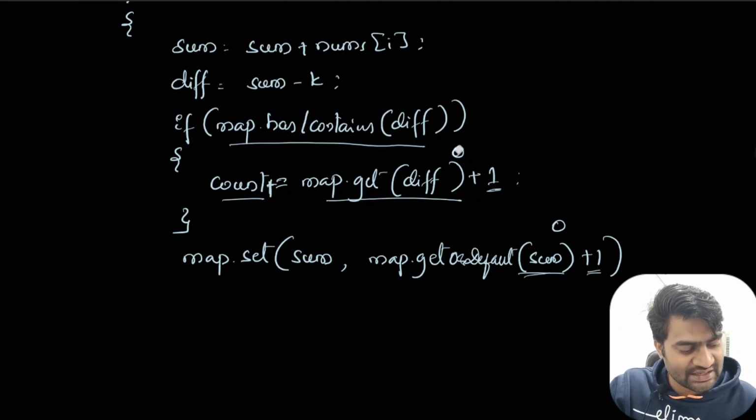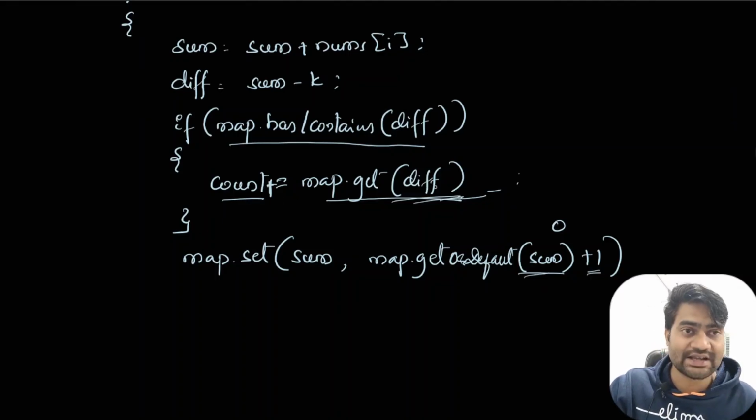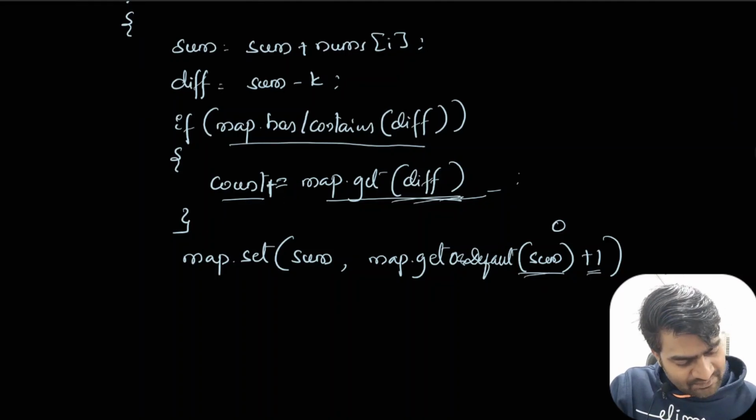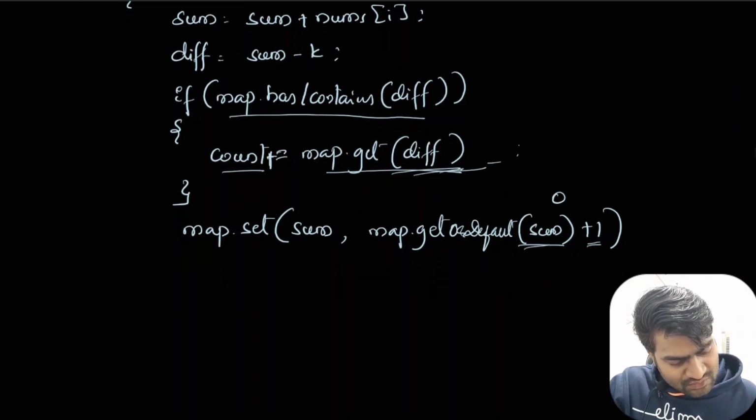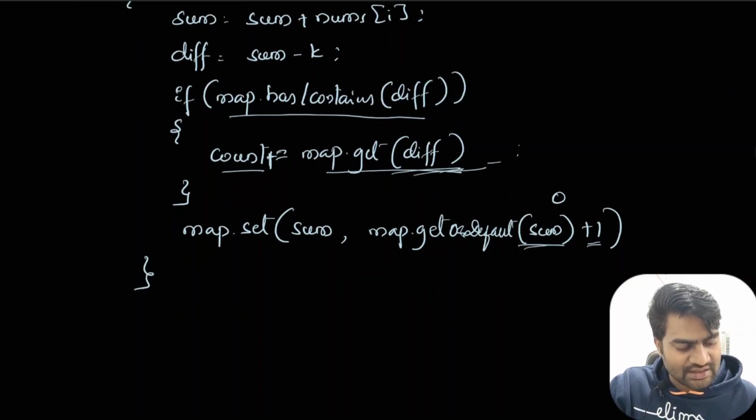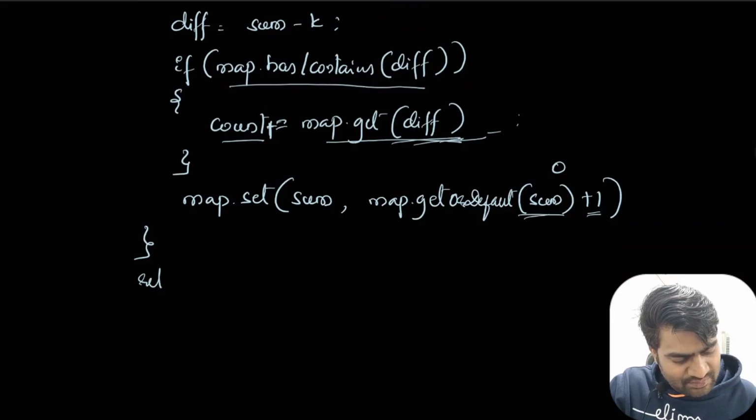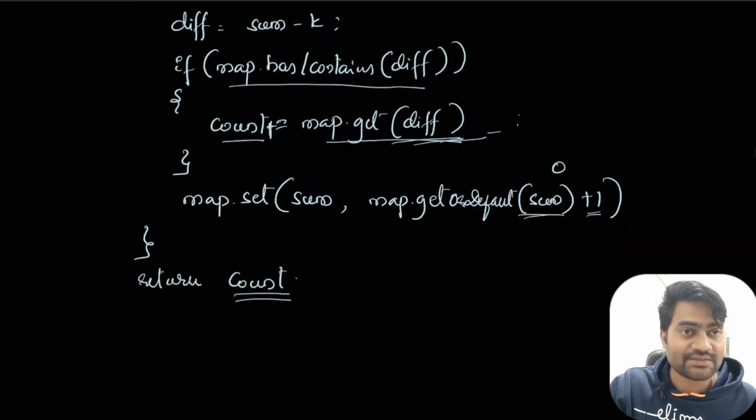So basically here, whatever I explained is a little bit wrong, because it will simply give whatever the value is there. I should not add 1 to it. So basically count plus equal to map dot get of difference. Okay, so now after everything is done, I will simply return my count. So this will give me the overall count.